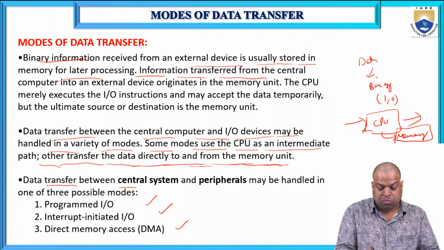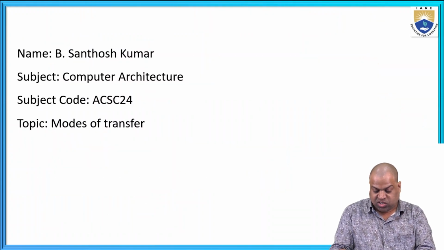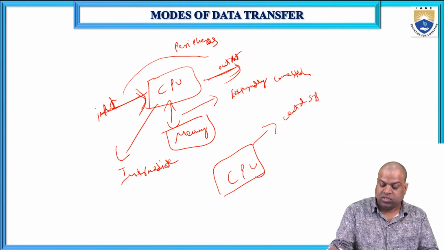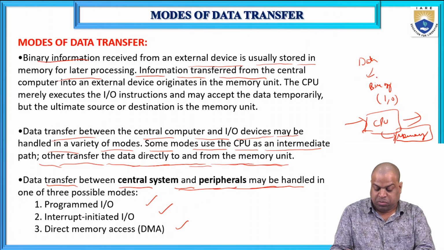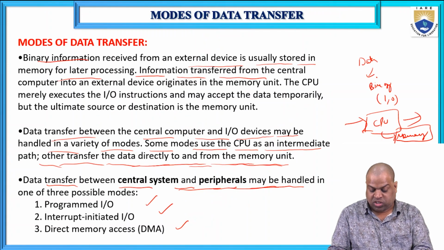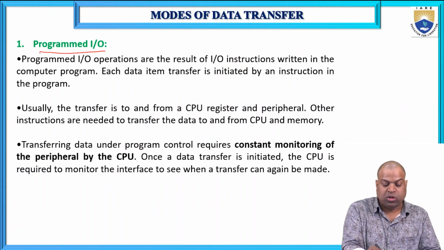The data transfer between central system and peripherals may be handled. So central system, if I am taking the CPU, it is the central system between the input and output. What are the peripherals? Always input and outputs are the peripherals. These may be handled in one of three possible modes: programmed input output, interrupt initiated input output, direct memory access, DMA. First one, programmed input output.